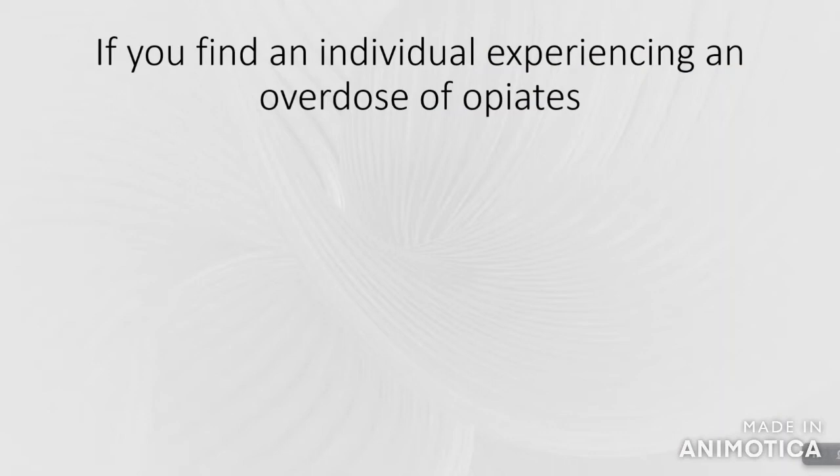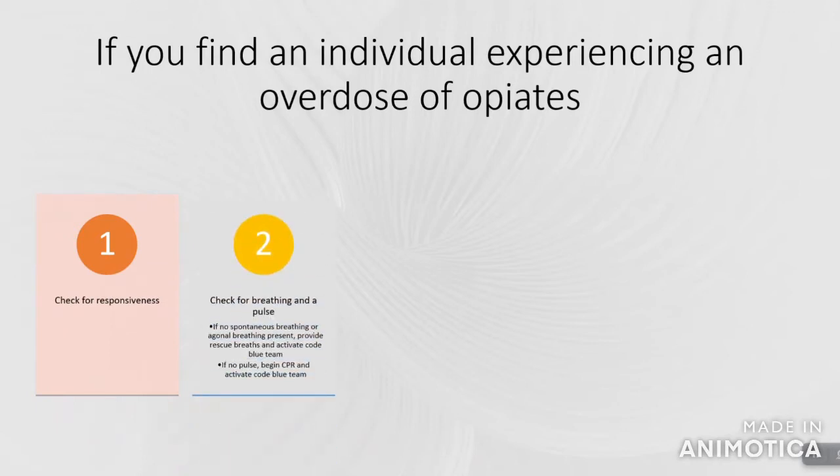If you find an individual experiencing an overdose of opiates, the first thing you must do is check for responsiveness. Next, you want to check for a pulse and for breathing. If they are not breathing and do not have a pulse, begin CPR and activate the code blue team. If they are breathing and have a pulse, call for help and activate the critical response team.